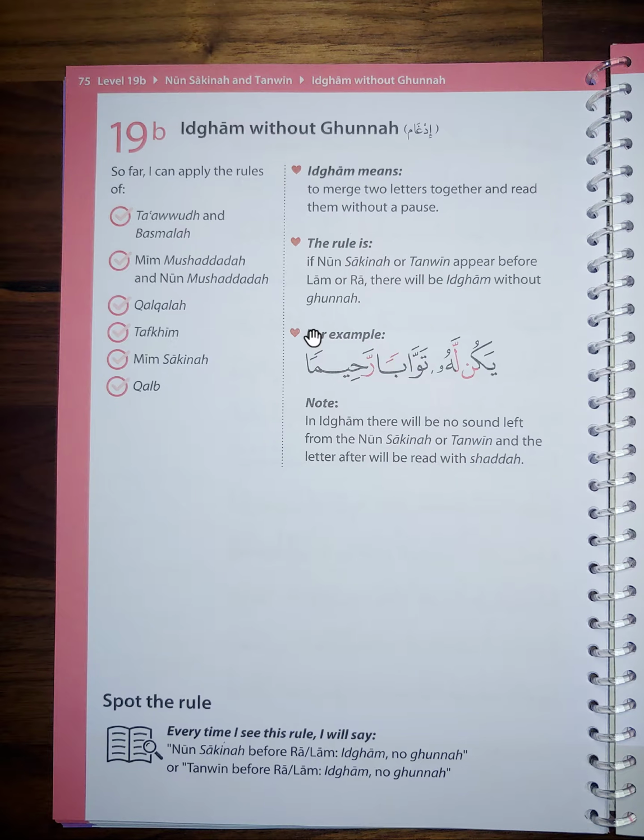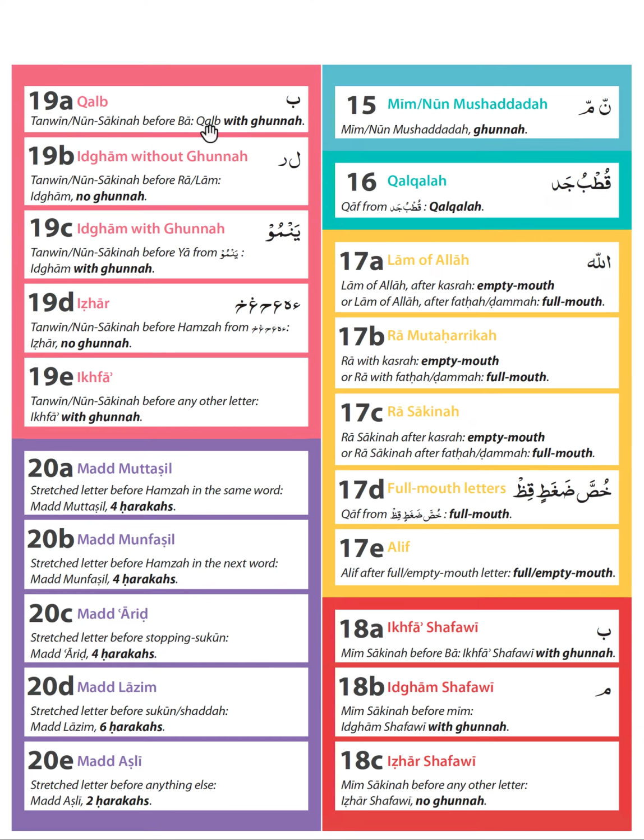Bismillahir Rahmanir Rahim. Welcome to page 75, level 19b. This is the second rule in the 19th level. Keep an eye on your rule card, and before you begin, have a quick revision of all the rules you have covered so far. And remember that the pink level is all about the rules of Nun Sakina and Tanween, and there are 5 of them, and now we are on the second rule.